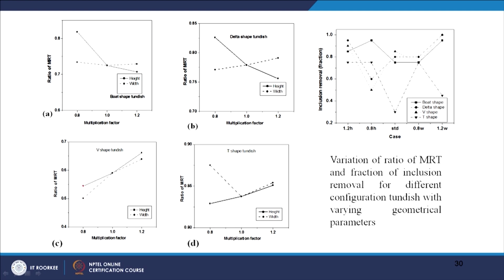In the case of the V shape we have already seen that the MRT is anyway smaller, and when you make it smaller, the more quickly the fluid will go through the outlet. So, your short circuiting phenomenon is even more aggravated. That is why your MRT, or the mixing parameter, basically the ratio of MRT, is decreased for the V shaped Tundish. For the boat shape or delta shape, you see that it is okay, it is somewhat better as compared to the larger height cases.